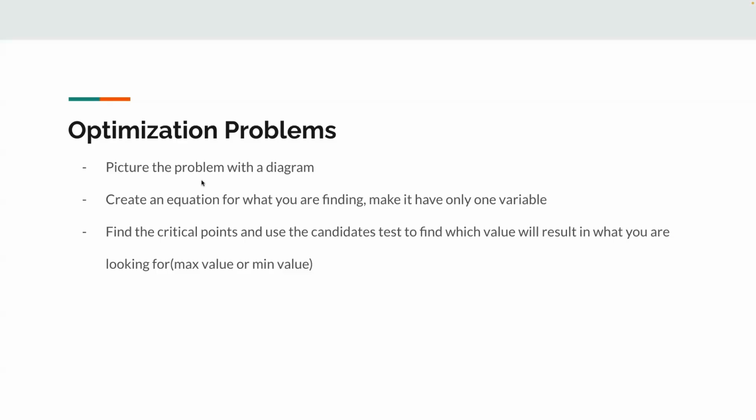Then we find the critical points, and we use the candidates test to find the values, which will result in what you're looking for. So if we're looking for a max value, we'll find the candidate that results in the max value. For a min value, we'll find the candidate that results in a min value.